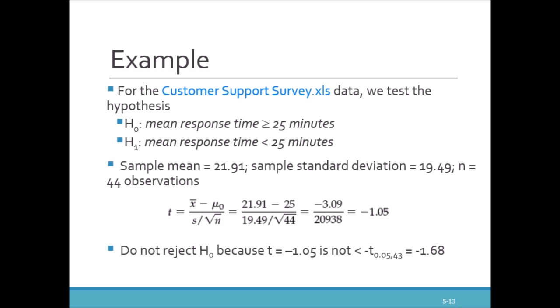So we do not reject the null hypothesis because the t-value of negative 1.05 is not less than the t-value of negative 1.68, which is our critical value for a one-tailed test with an alpha of 0.05, based on a degree of freedom of 43. So we have degrees of freedom for a t-test is the number of observations you have minus 1. And you can find the t-value and the actual t-critical value in the back of the book.